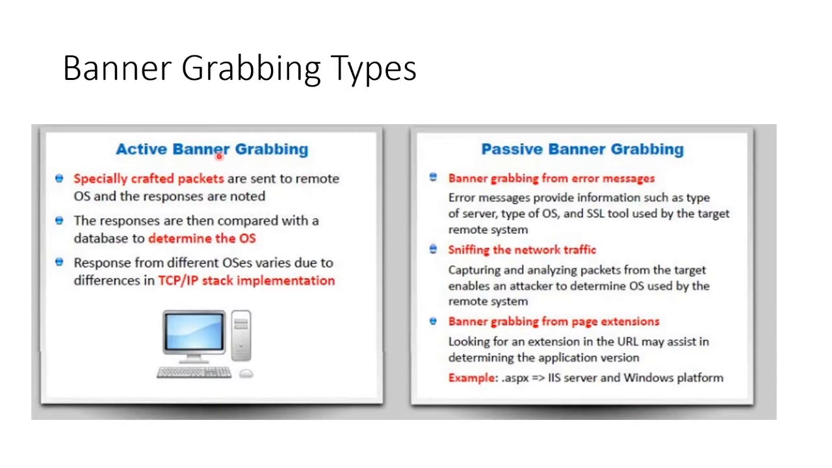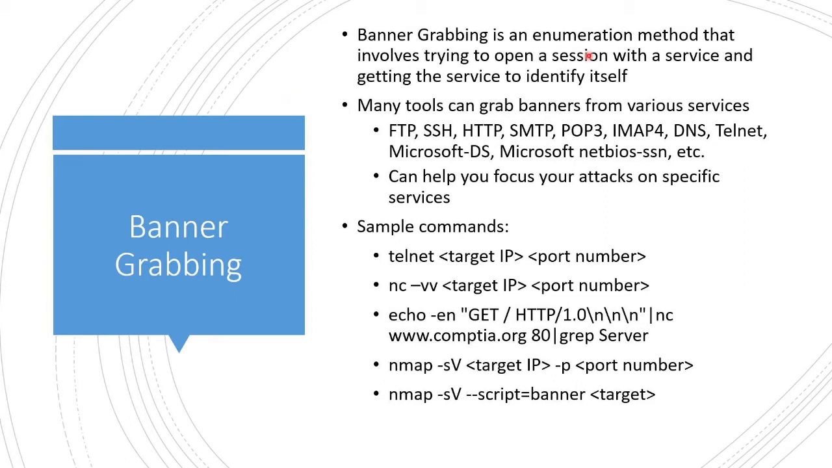So, active banner grabbing. I send specially crafted packets to some operating system. I note the response. I compare this to a known database to determine the OS, and I realize that different OSs are going to have different variations and different responses. Passive, I'm just grabbing from error messages and sniffing and any page extensions that happen to go past me. Like, for example, .aspx, that tells me it's an IIS server. So banner grabbing is actually a way of enumerating, but we can use it as part of our scanning.